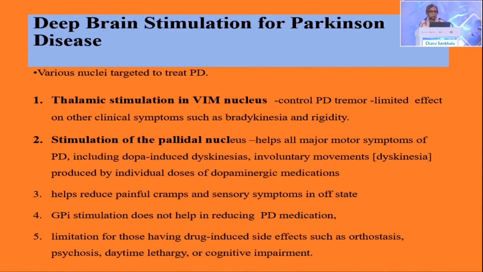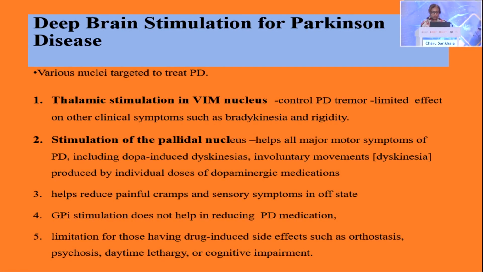So let me come to DBS in Parkinson's disease. Initially we started with thalamic stimulation in the VIM nucleus, but this only controls the PD tremor, remember. It doesn't control the bradykinesia and rigidity. So if the person has a very severe Parkinsonian tremor, we can use the VIM nucleus, but we now use thalamotomy rather than thalamic deep brain stimulation in Parkinson's.